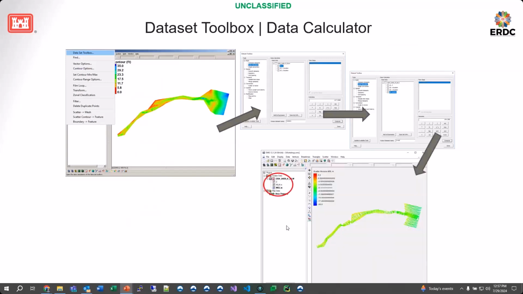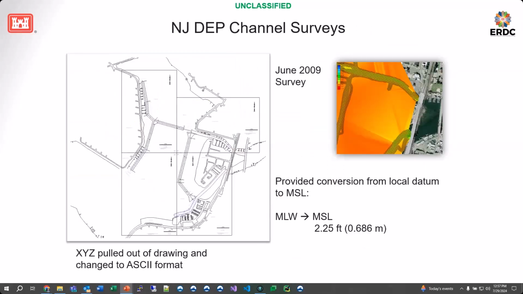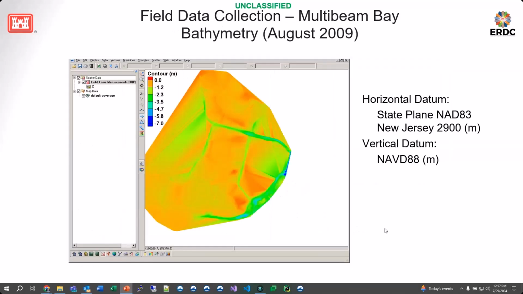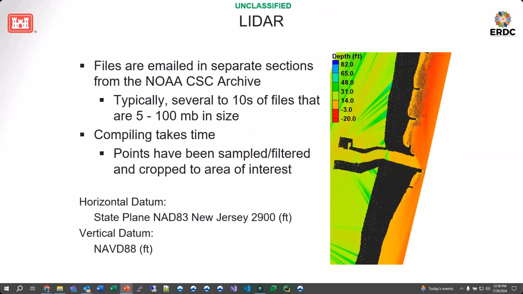And so you go through this, you iterate on this several different times with all the different surveys that you have loaded until they all have a common data set that you're going to be using. A couple more examples. We have this channel survey, and we see the conversion is from low water to sea level, 2.25 feet or 0.686 meters. And so it's a little bit different for different ones. We have a multi-beam bathymetry data set. We have LiDAR data set.